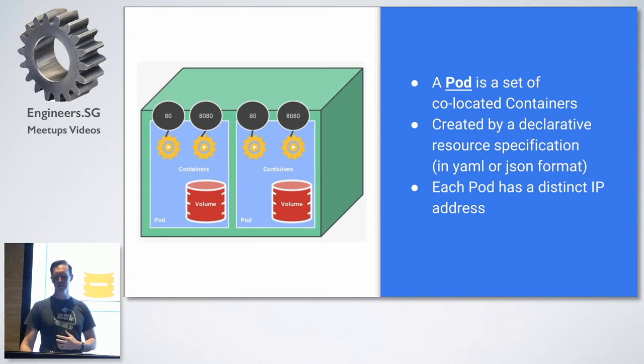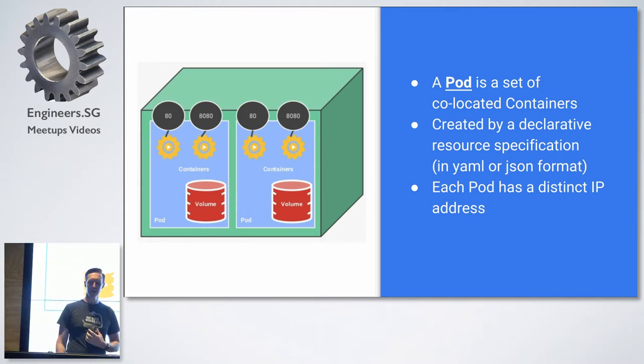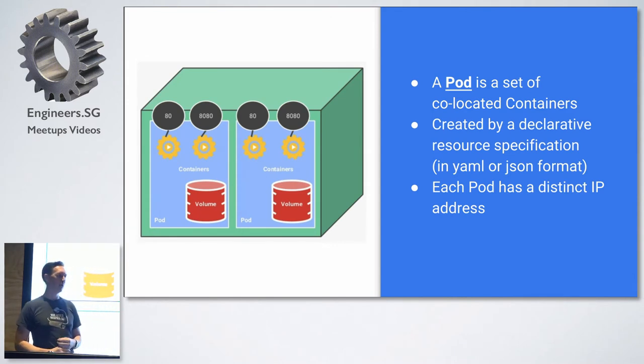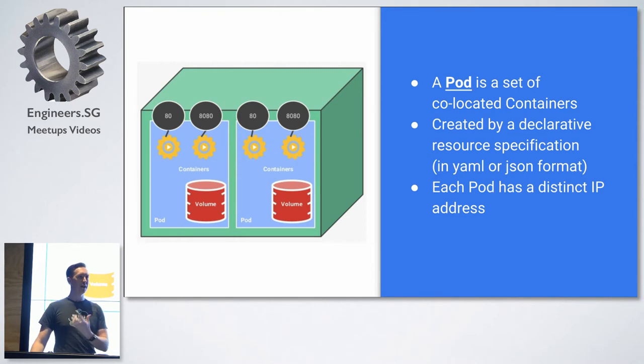So each pod itself gets a distinct IP address. All those containers will share that IP address, and it'll expose a particular port. So in a way, you can think of it like a virtual machine, but without the overhead of running a full operating system inside of it. Alongside of that, and what we'll get into next, is the volumes. So volumes being attached storage that goes alongside of that. So that's it for those ones.